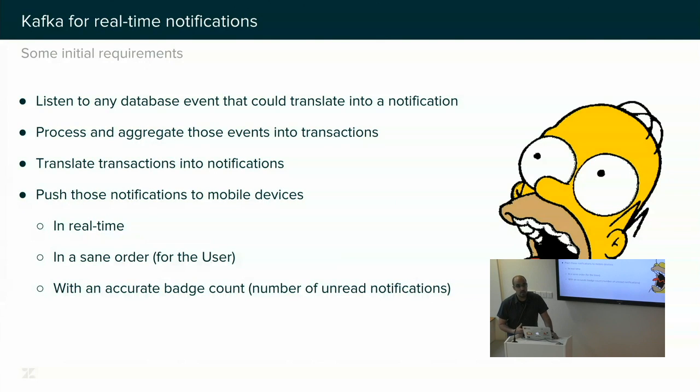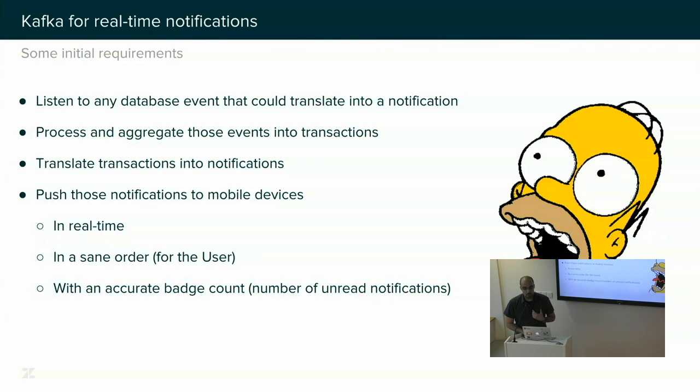So once we have these transactions rolled up, as we call it, then we could translate those transactions into the order events that I just mentioned, and finally translate those events into real notifications with all the information that we needed to be part of the body of those notifications before we push them to the mobile devices.